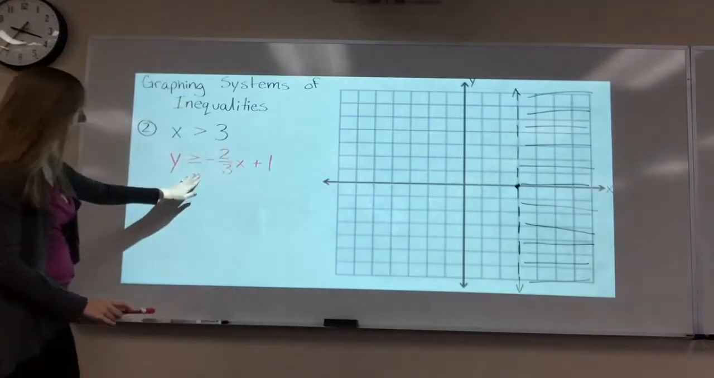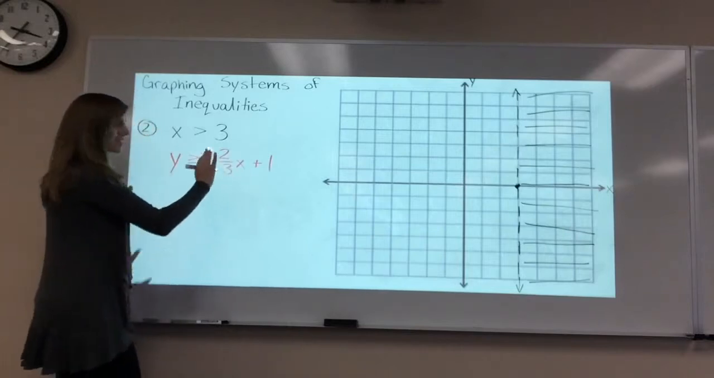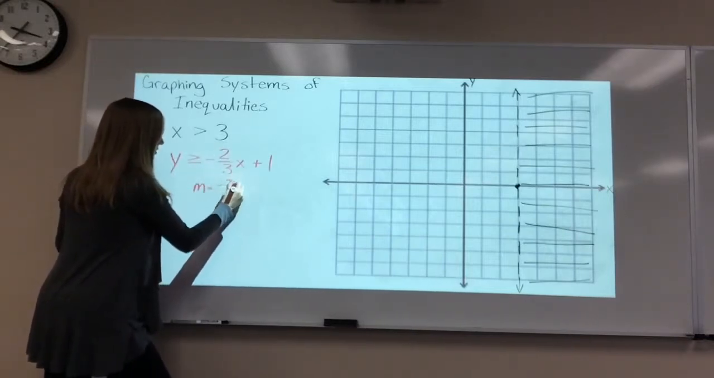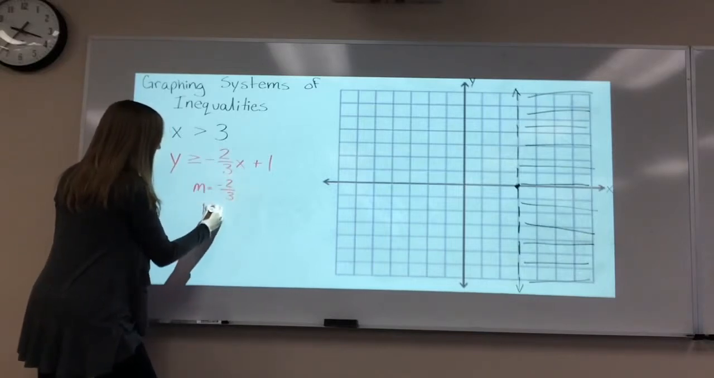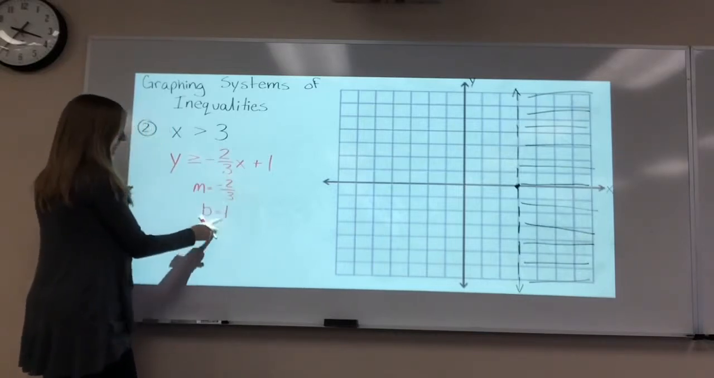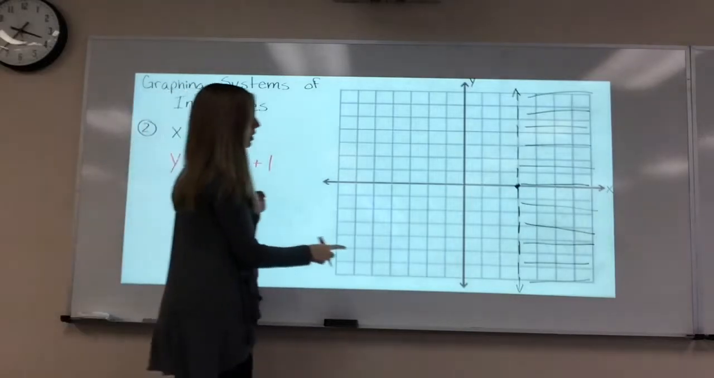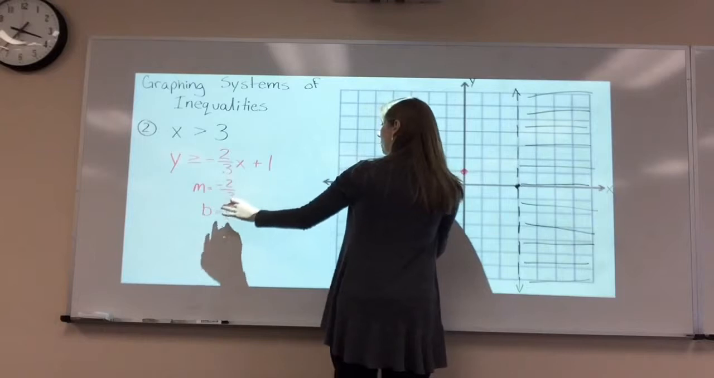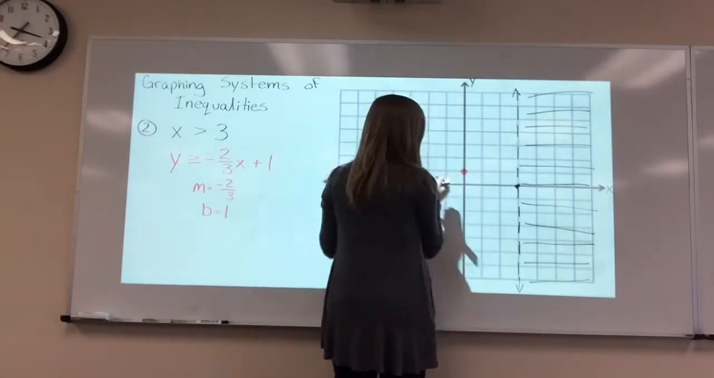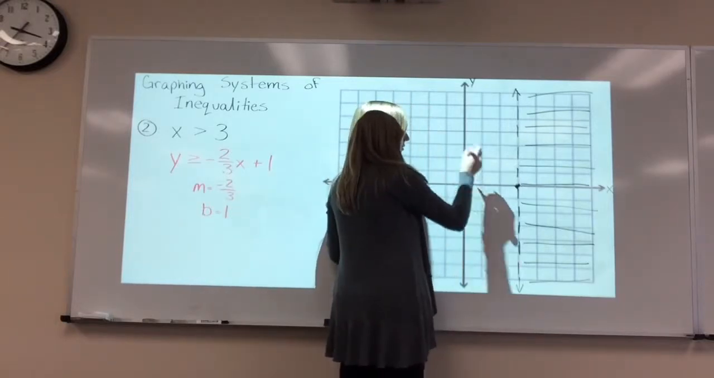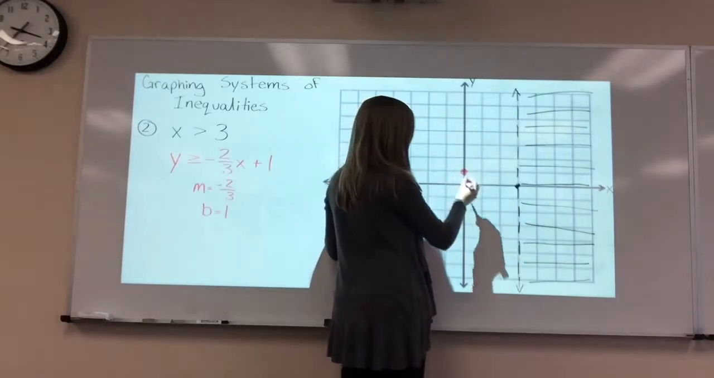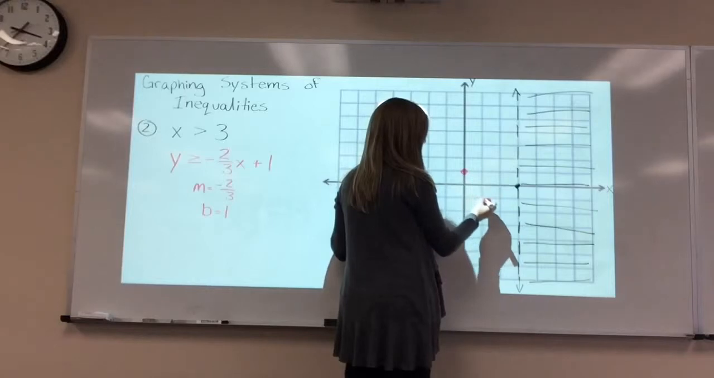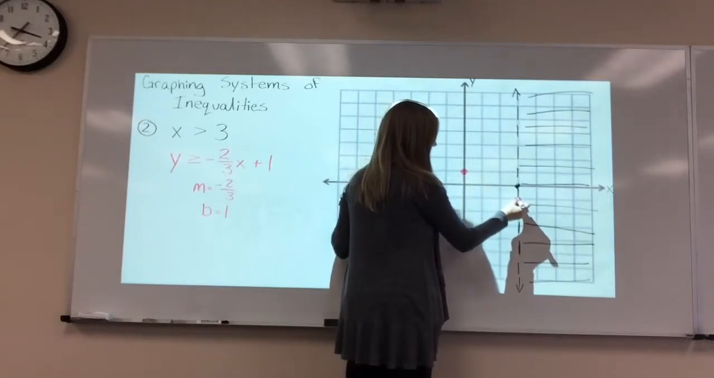For the second inequality, we actually have a slope and y-intercept this time. So my slope is -2/3. My y-intercept is a +1. Graph the y-intercept first, +1. So we go up 1, put a point. My slope is -2/3, so that means -2 for the rise means down 2. +3 for the run means to the right 3. So we put a point right here.